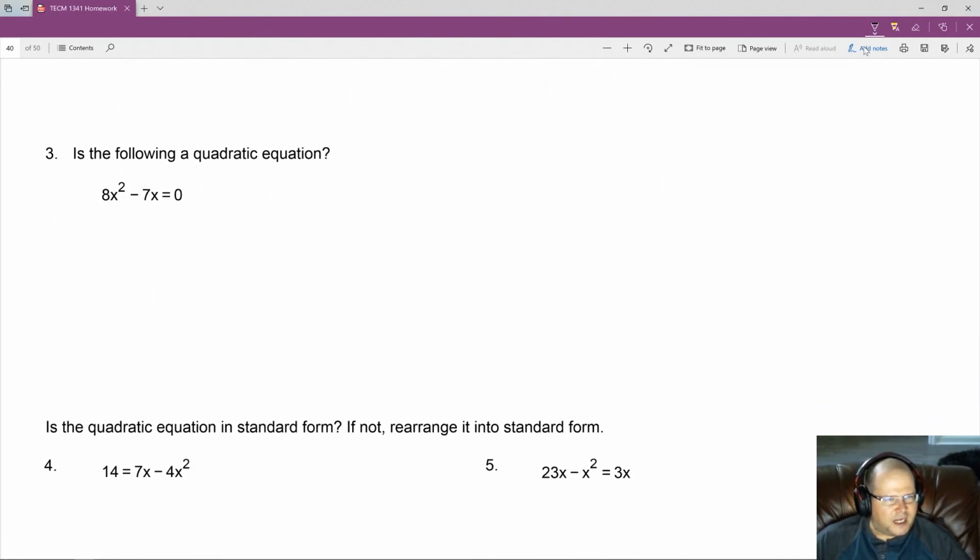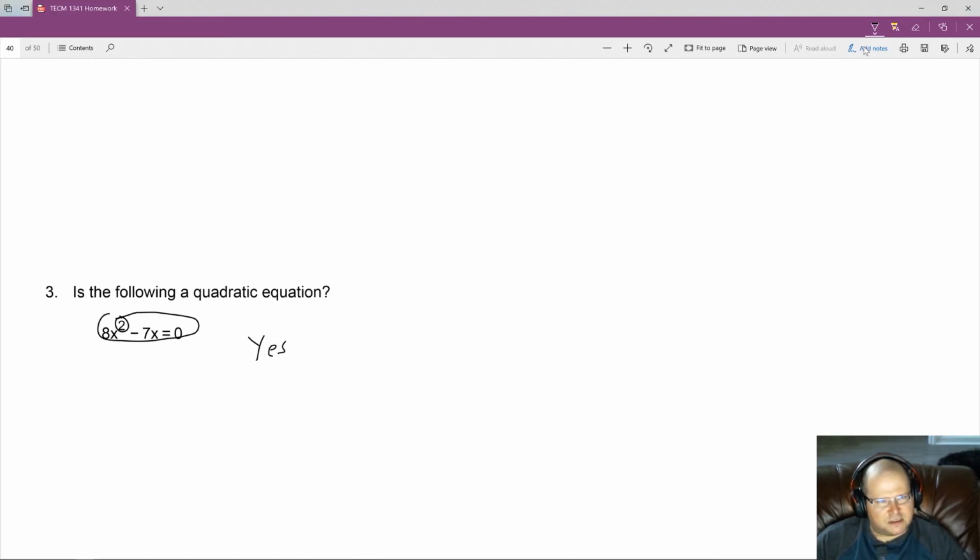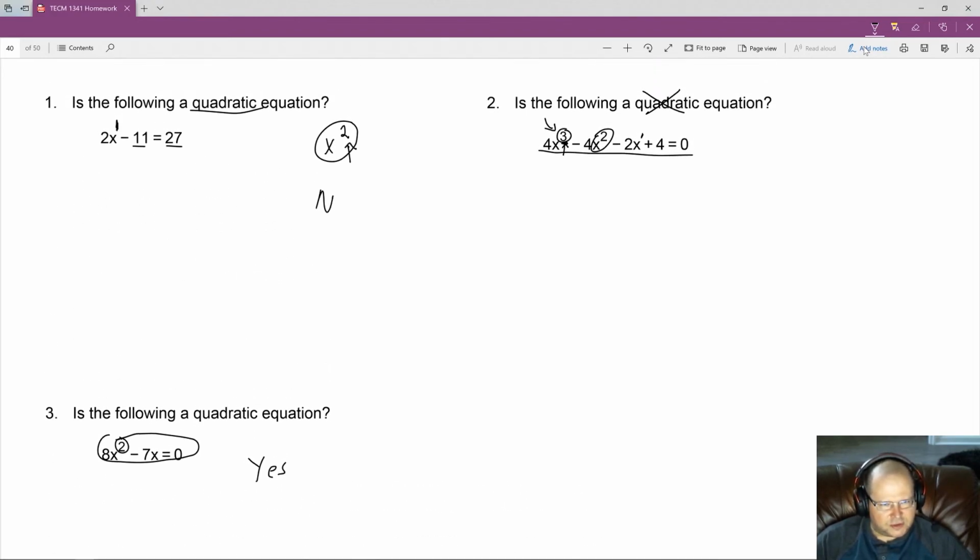Now, is the following a quadratic equation? So in this case right here, we have a 2 exponent. So far so good. But there's no other powers higher than that. So the actual power of this entire polynomial is a 2. So this one is, in fact, a quadratic. So this one is a yes, and the previous two were no's. Nope, and no.